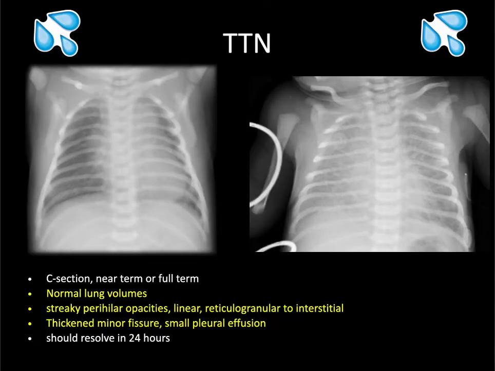Along with meconium aspiration for term infants, you've got to think about transient tachypnea of the newborn. This is seen mostly with babies that have undergone C-section or near-term full babies. They'll have normal lung volumes. They'll have streaky perihilar opacities, very linear and reticular, glandular to interstitial patterns. You may see a thickened minor fissure or small pleural effusions, and these should also resolve in 24 hours.